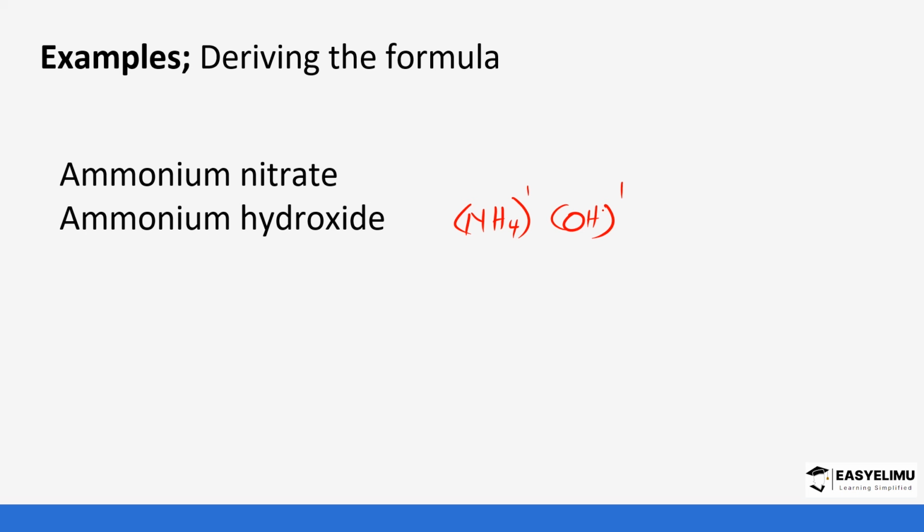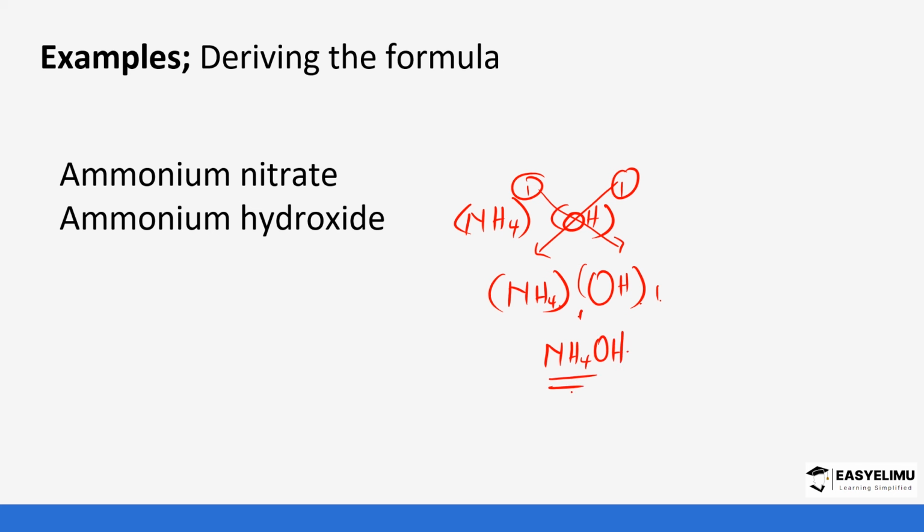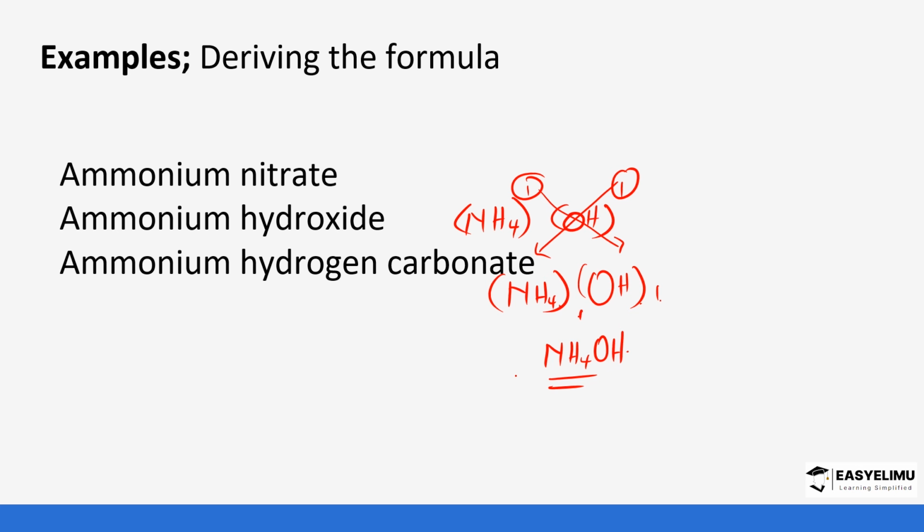So for ammonium hydroxide, we crisscross the valencies. So this becomes 1 and hydroxide 1. The moment you realize there's a 1 outside this bracket, you don't have to put it. So our final answer becomes ammonium hydroxide. This becomes our answer. Next, we are going to look at ammonium hydrogen carbonate.